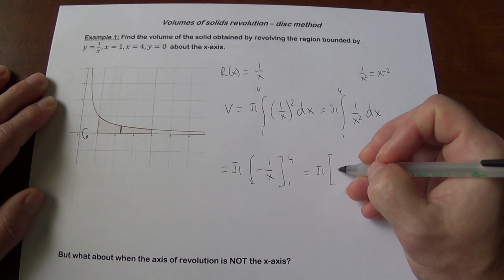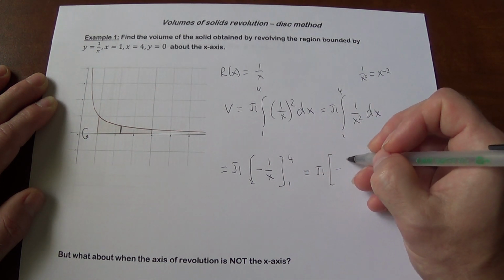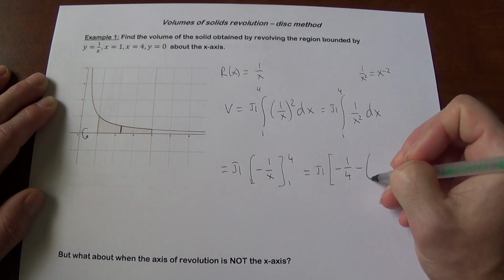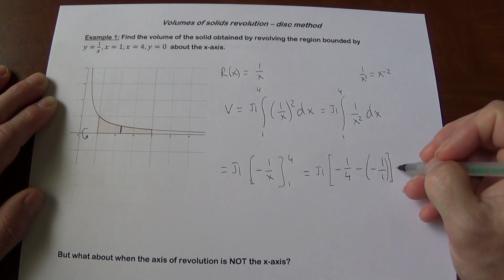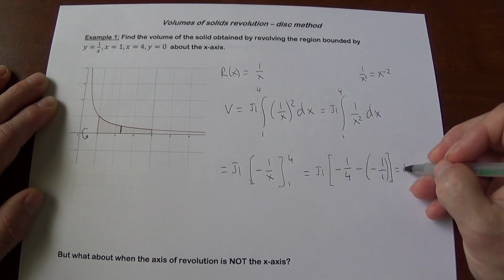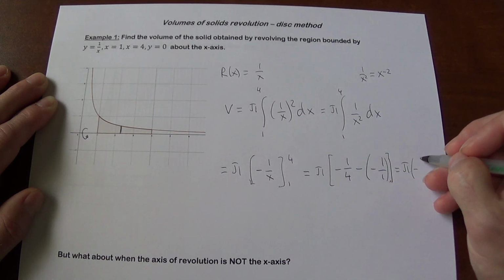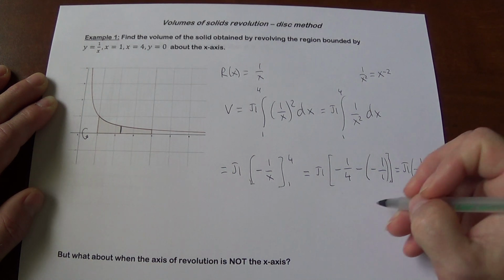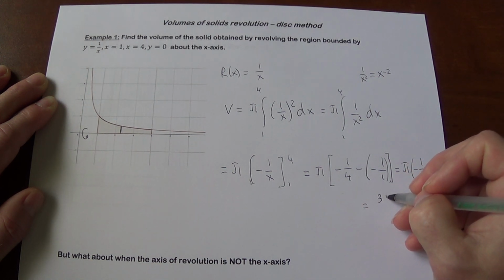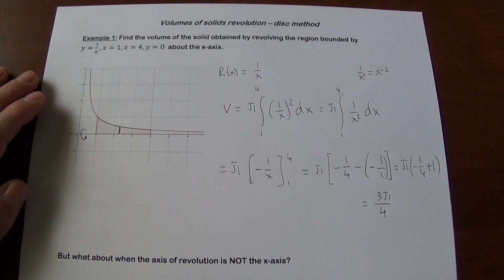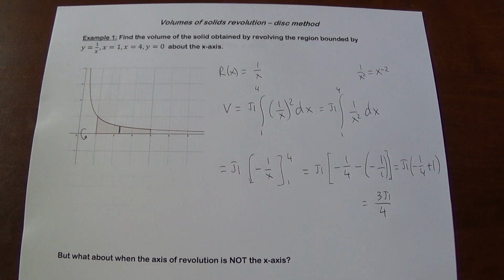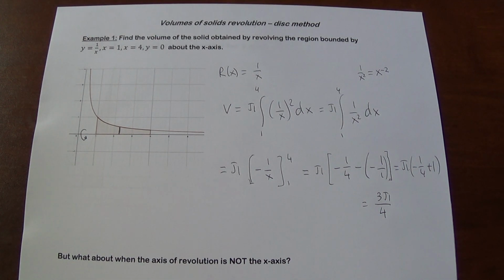pi times substitute 4, negative 1/4, minus substitute 1, negative 1 over 1. And that's going to be pi times negative 1/4 plus 1. And it's going to become 3/4 pi, or simply 3 pi over 4. So it's pretty simple when the axis of revolution is the x-axis itself, because then the radius is the function.